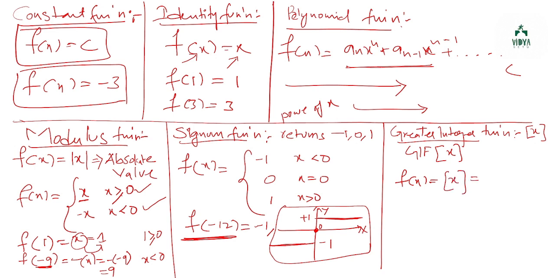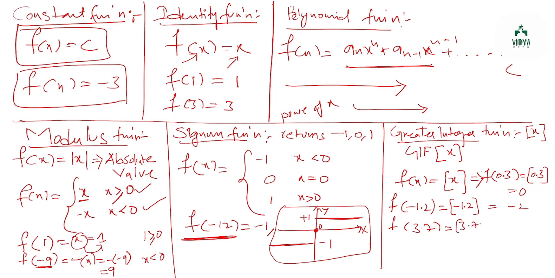I have taken f of 0.3. The value which is an integer and less than 0.3, what is that? 0. Right? For example, f of -1.2. The integer value which is lesser than this value, what is that? It is -2. And f of 3.7: lesser than 3.7 and an integer, that is 3.